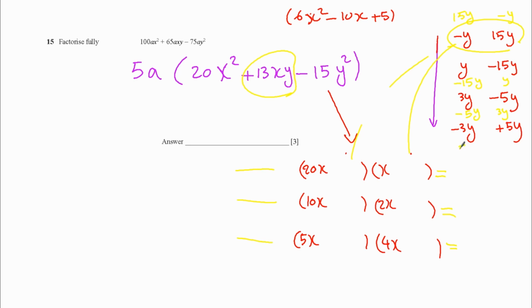I am going to put the information here. So the easiest way to look at all of this is: what sort of combination of 15 and 1, multiplying to 20 and 1, or 10 and 2, or 5 and 4, gives us 13?